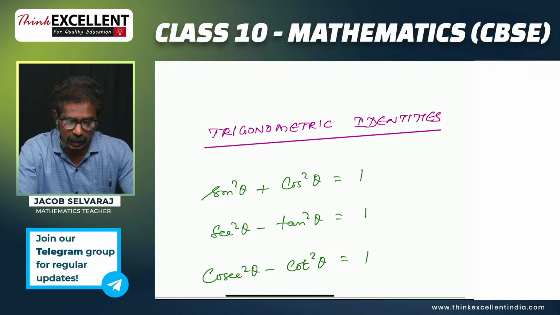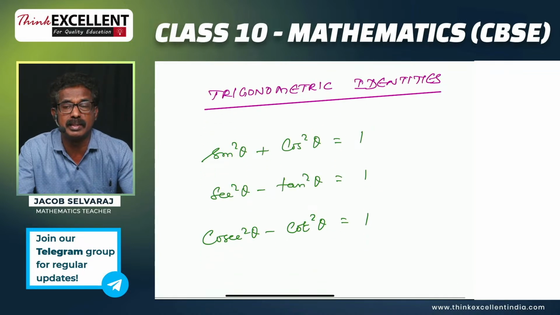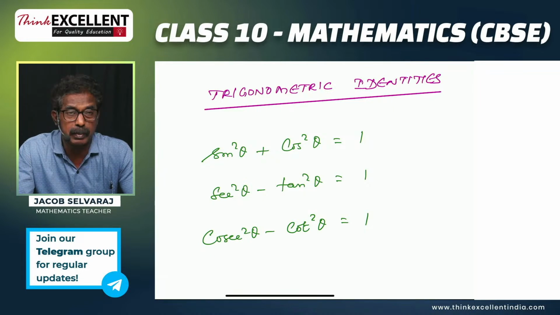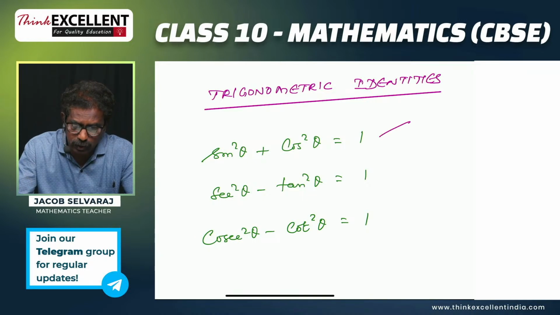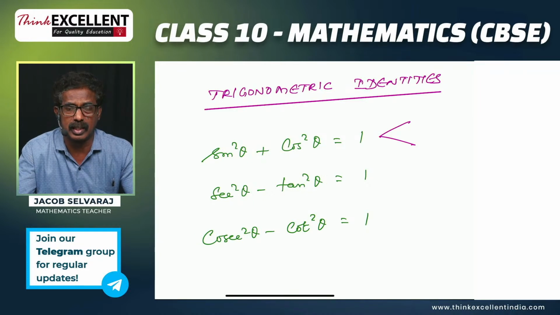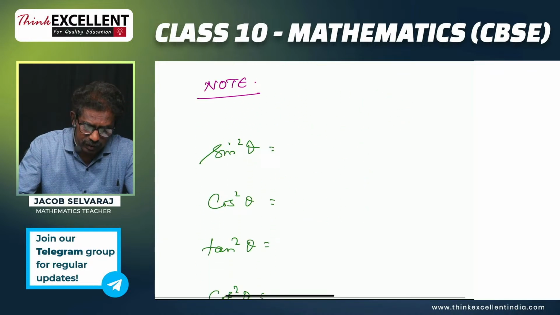Then one more thing you need is trigonometric identities. These are the 3 basic identities. Sin square theta plus cos square theta is 1. Secant square theta minus tan square theta is 1. Cosecant square theta minus cot square theta is 1. From each you can write 2 results, right? Sin square theta plus cos square theta is 1, so sin square theta is equal to 1 minus cos square theta. Like that you can write.